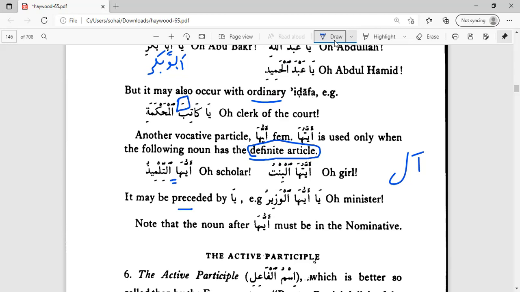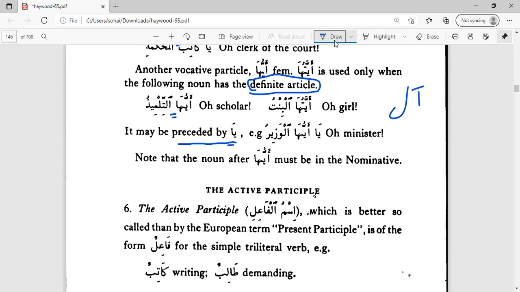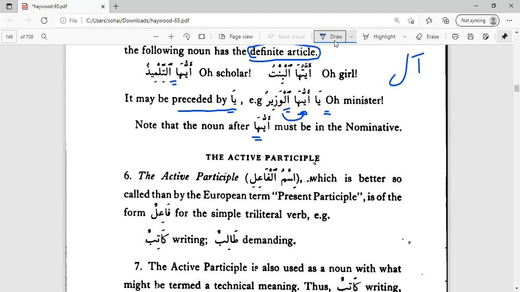So it also says it may be preceded by ya. So you could say ya ayyuhal waziru. Why does it still take alif lam? Because it's next to ayyuha, not ya. There's a word between them, so the ya rule doesn't apply. Ayyuhal waziru, O minister. And he says that with ayyuha, the noun must be nominative.